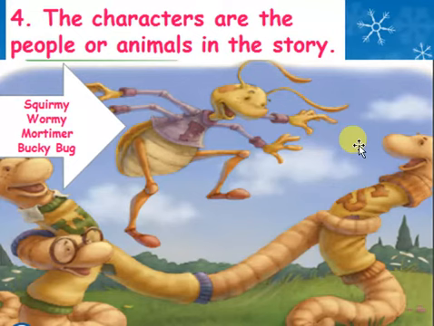For the characters. The characters are the people or animals in the story. And we have four characters in this story. Their names are Squirmy, Wormy, Mortimer, and Bucky Bug. Of course, this is Bucky Bug. I don't know which one of them is Mortimer or Wormy or Squirmy. Oh, check this. It's my first time to see it. Each one of the worms is wearing a shirt, and the first letter of his name is printed on the shirt. So this is Squirmy, this is Wormy, and of course, this is Mortimer. Oh, okay. Now I know their names, and this is of course Bucky Bug.